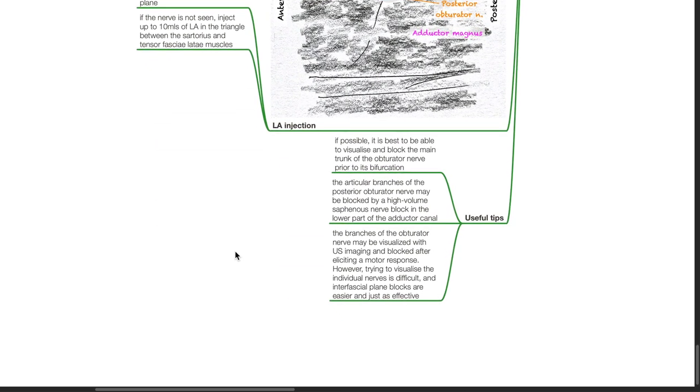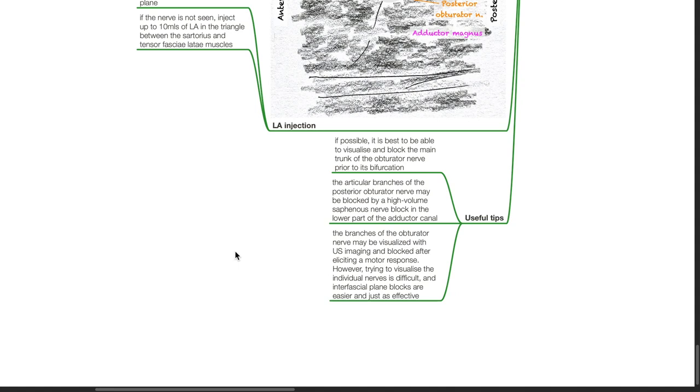LA injection. After negative aspiration for blood, inject 5 ml of LA around each nerve or within the fascial plane as mentioned. If the nerve is not seen, inject up to 10 ml of LA in the triangle between the sartorius and the tensor fascia lata muscles. Useful tips. If possible, it is best to be able to visualize and block the main trunk of the obturator nerve prior to its bifurcation.